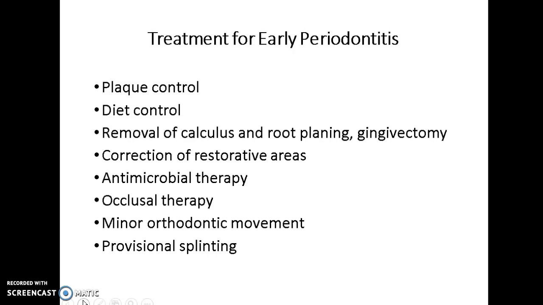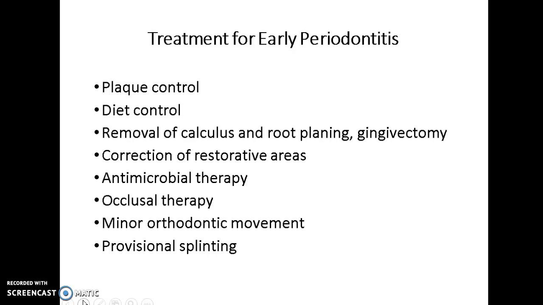And then we do have to do some pretty intricate work of removing the calculus, starting some root planing, maybe a gingivectomy at this point. That might be a little bit of overkill when pockets are 4 millimeters, but if they jump up to 6, that may be something to consider. Correction of restorative areas, if those are contributing to the problem as far as overhangs or open margins.